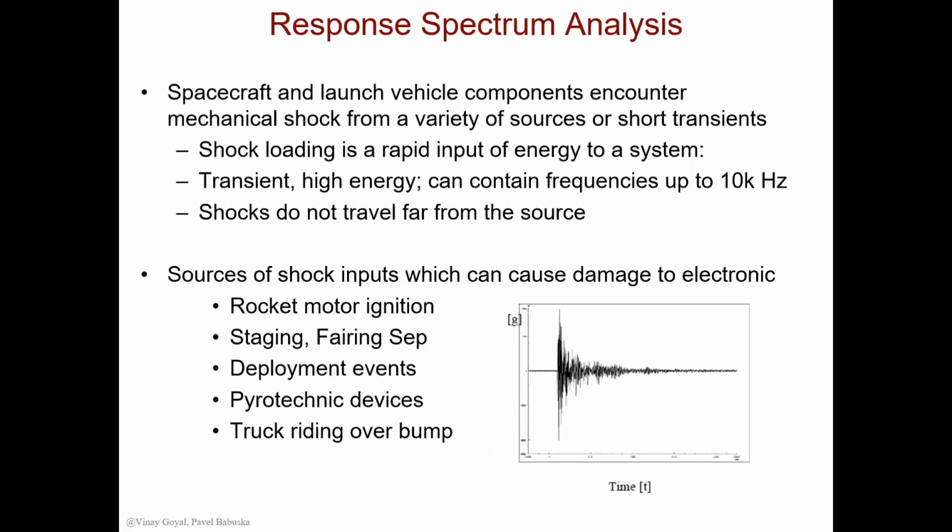The shocks may not travel very far from the source. Sources of shock inputs can cause damage to electronics, and it can involve rocket motor ignition, staging, fairing separation, deployment events, pyrotechnic devices, or a truck riding over a bump that may have been a dramatic bump of some kind.